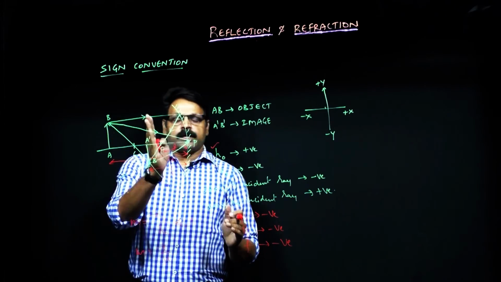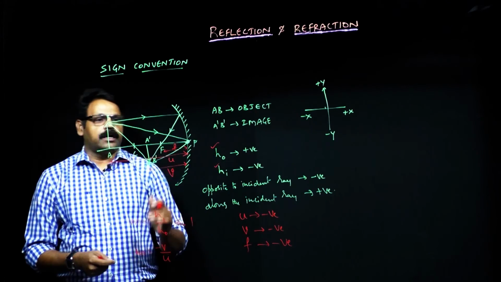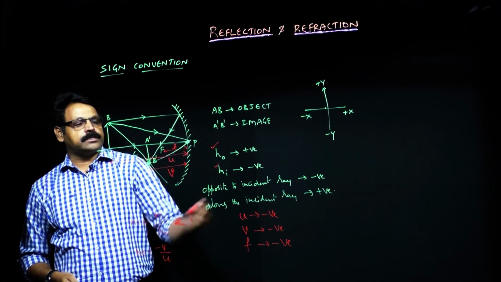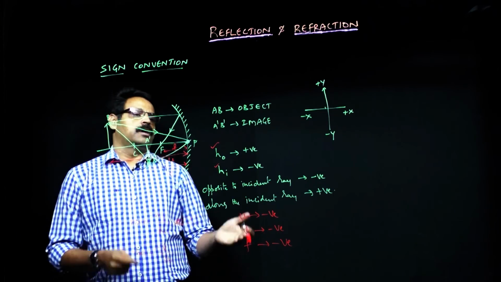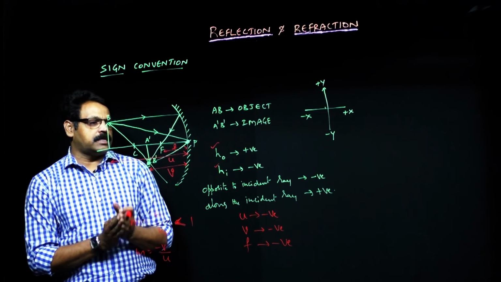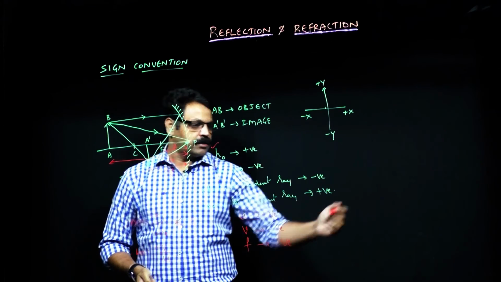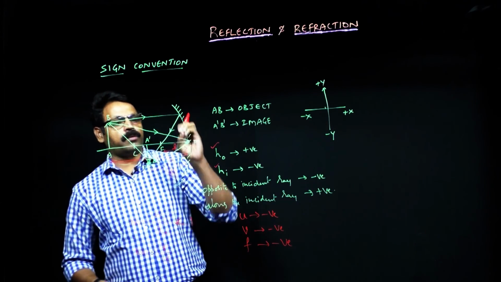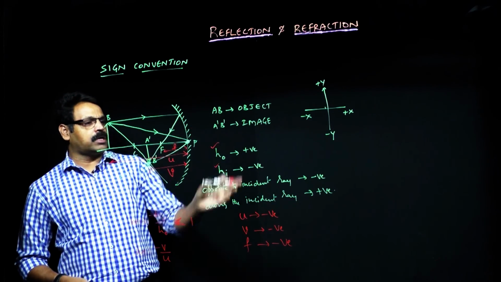So the conventions are going to be like this. And now how the images are formed for various types of spherical mirrors, that we are going to look at. So now we are going to look at the image formation due to convex and concave mirrors.